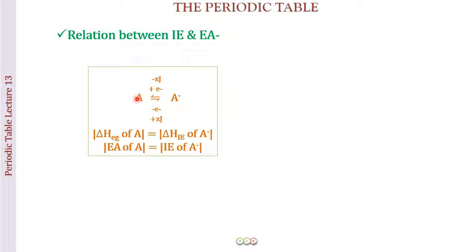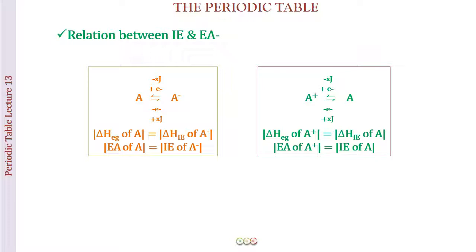So what we are seeing over here is that these values, X joules energy released and X joules energy absorbed. So we can say that the mod of delta H eg of A is equal to the mod of delta H ie of A negative. Or we can say that the electron affinity of A, mod of it, will be equal to the ionization enthalpy of A negative. I hope this is clear to you people.